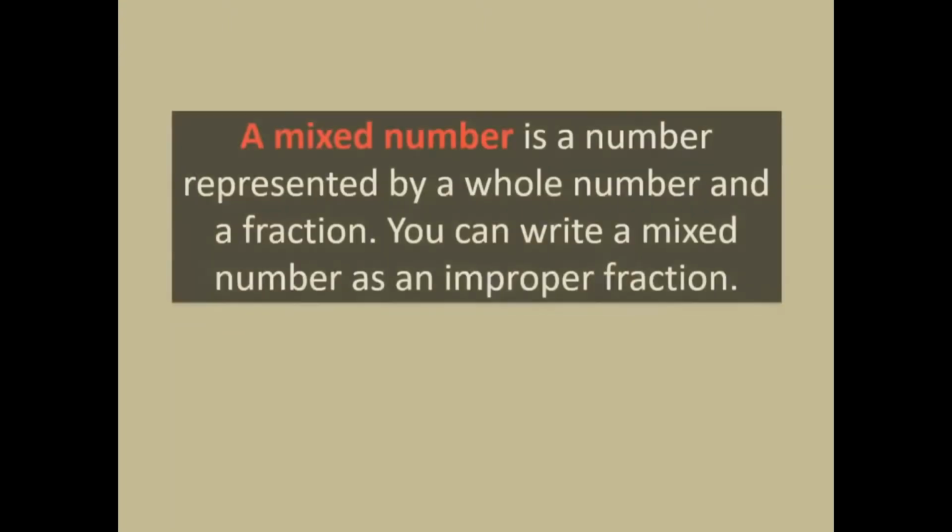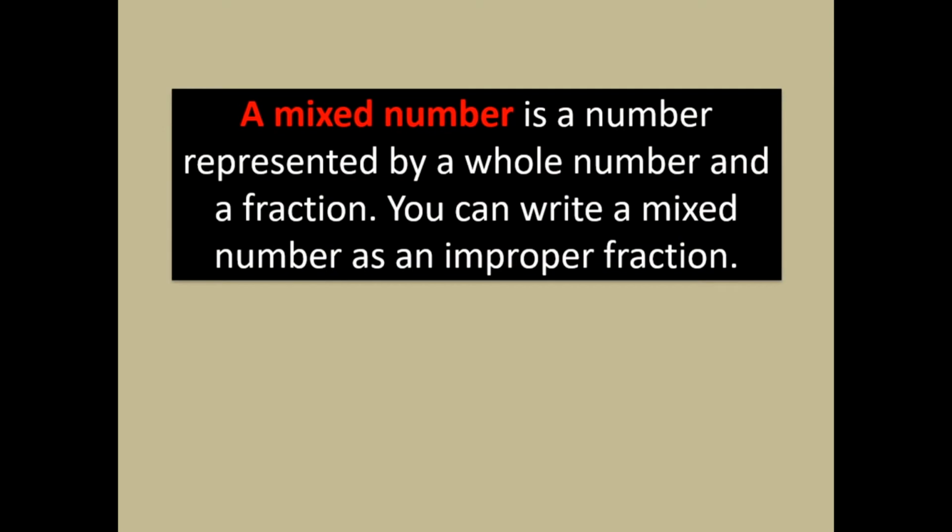Today's episode is about adding mixed numbers. What are mixed numbers? A mixed number is a number represented by a whole number and a fraction. It consists of two parts. The first part should be a whole number. The second part is a fraction. You can write a mixed number as an improper fraction. This means you can convert from and to a mixed number into an improper fraction.